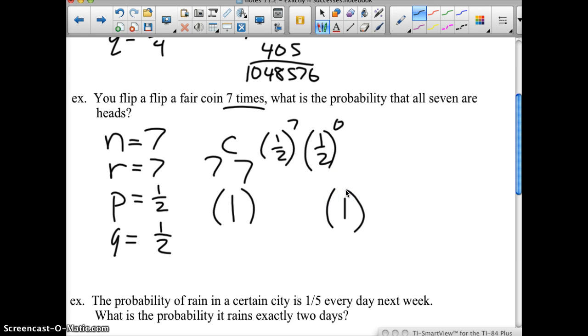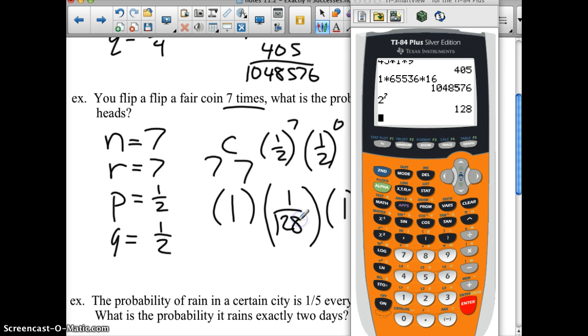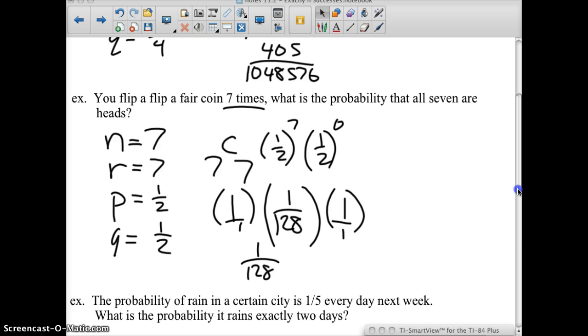Now I just need to do 1/2 to the 7th power. So 1 to the 7th is 1. And then do 2 to the 7th. All right? 2 to the 7th power is 128. So when I multiply that, I'm going to get 1 over 128. If I wanted that as a decimal, I would get that. And let's say I wanted to know the percent chance that I got it. I would multiply that by 100. All right, so it's like a less than 1% chance that all of them are going to be heads.